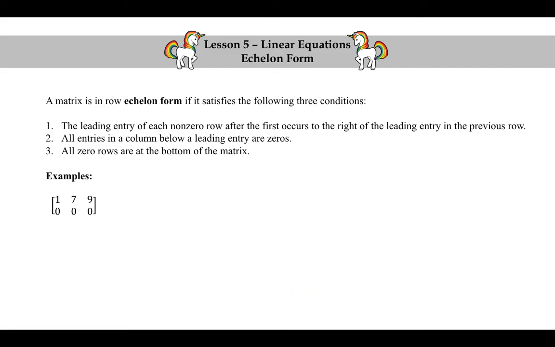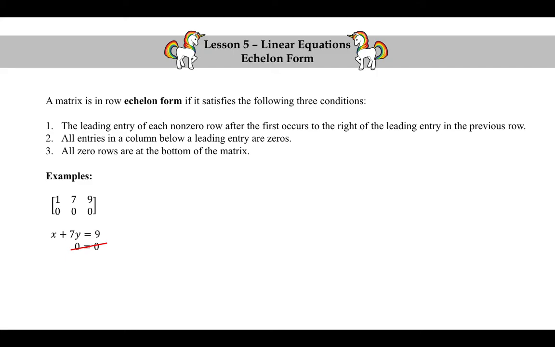Another example, [1 7 9; 0 0 0]. Only one leading entry here, in the first row, of 1. The corresponding system of equations is x plus 7y equals 9, 0 equals 0. Now that second equation, although it's true, provides no useful information, so we could simply disregard it. In general, rows of zeros can be disregarded.